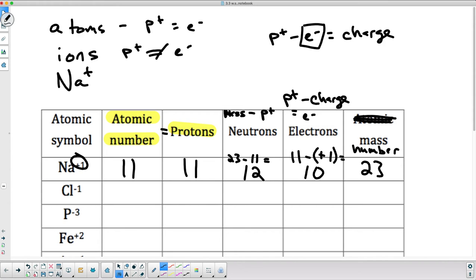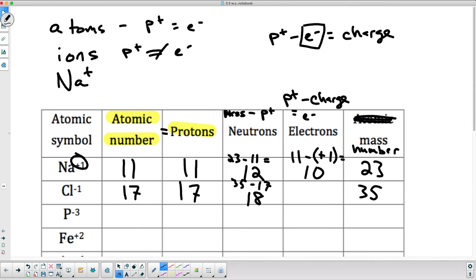Let's see if I can go through this one just a little bit quicker. You look on a periodic table. Chlorine is number 17. That's 17 protons, so I can fill these two in because these are always equal. Look on a periodic table. The atomic mass is 35.45. I round it off to 35. The number of neutrons is 35 minus 17, which is 18.